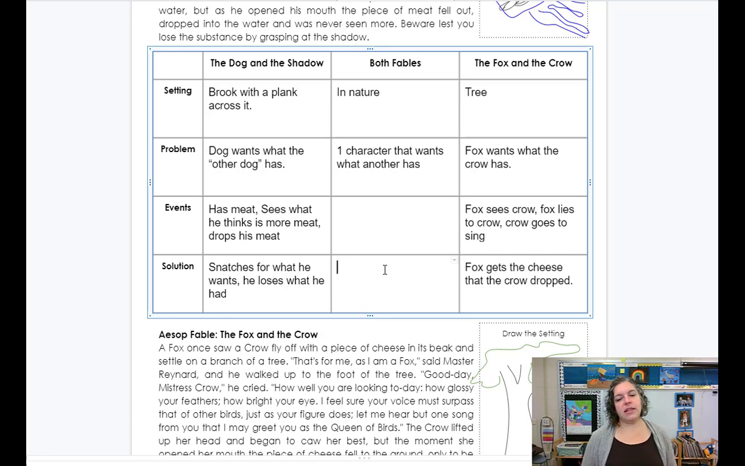But the solution, well, in the solution, the dog doesn't get what he wants. The fox does. However, the crow also lost. So for both solutions, I could say that both dog and crow lost food.